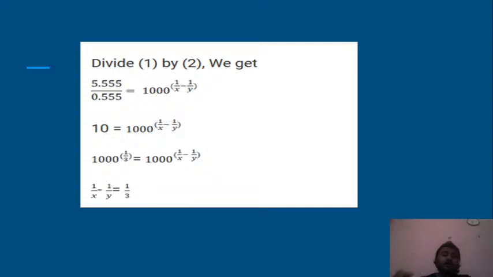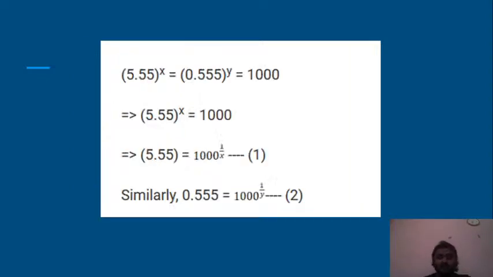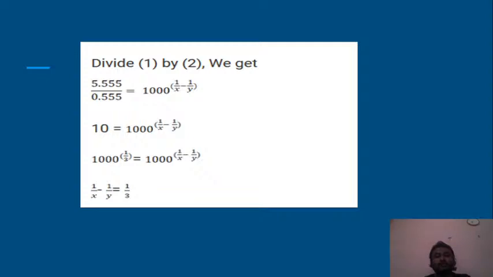Now you would say, sir, why are you dividing the first equation by the second equation, why not the second by the first? See, the question is 1 by x minus 1 by y. So if I divide the first equation by the second equation, I am going to get 1 by x minus 1 by y. If the question was like find 1 by y minus 1 by x, then I would have divided the second equation by the first equation.